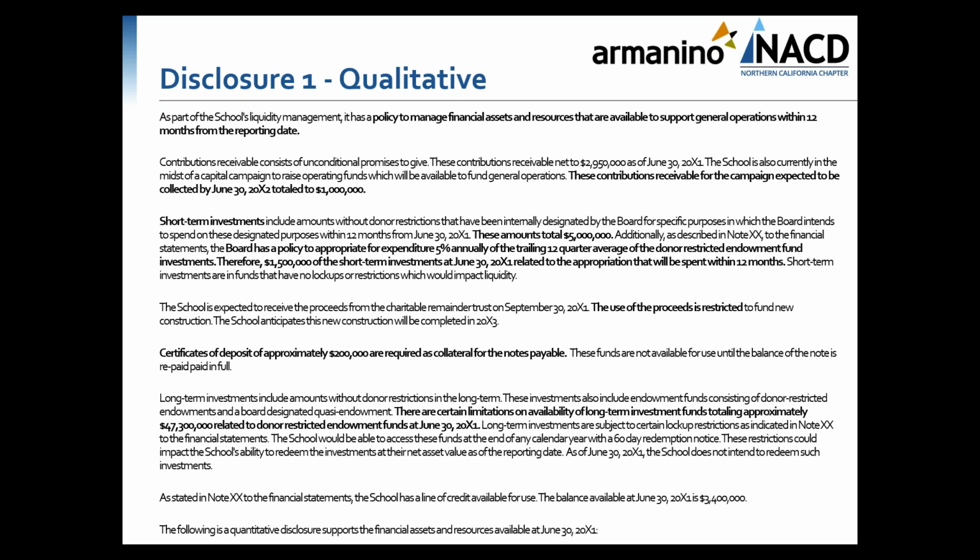This school has a certificate of deposit that's tied up on a note, so that's not going to be available. Then they go on to look at their long-term investment portfolio. Again, the highlights in bold show they've got limitations on long-term investment funds. Those total about $47 million related to the donor restricted endowment fund. We surmised on the last slide that a big portion of that investment portfolio was probably tied to the donor restricted endowment, and it looks like that's the case. And it looks like this school has a line of credit available, $3.4 million, in the second paragraph from the bottom.